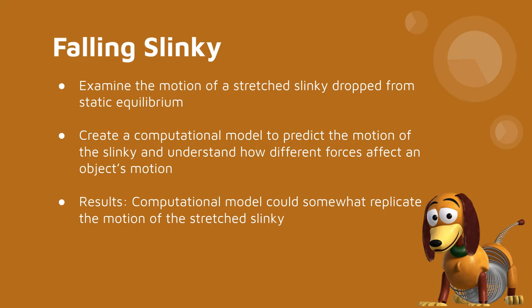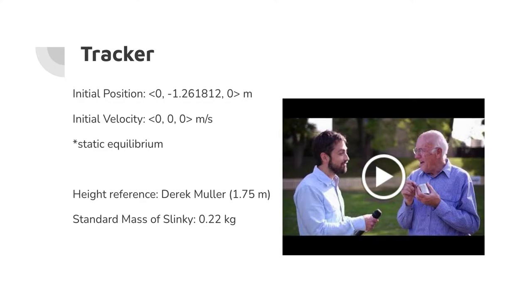At the end of the lab, I was able to make a model similar to the observed motion with a few discrepancies. To analyze the motion of the slinky, I used the bottom of the slinky as reference for position points in Tracker. I found the initial position but chose to ignore the x and z component of the position as we are only focused on the vertical motion of the slinky.